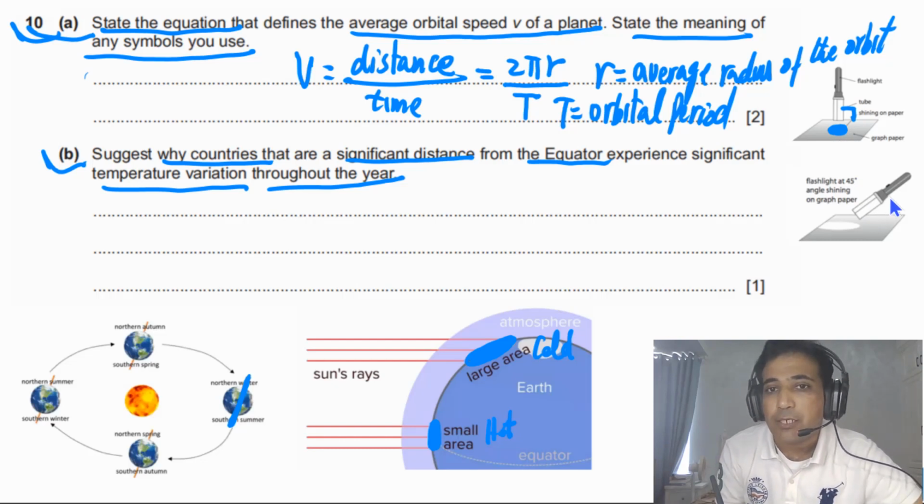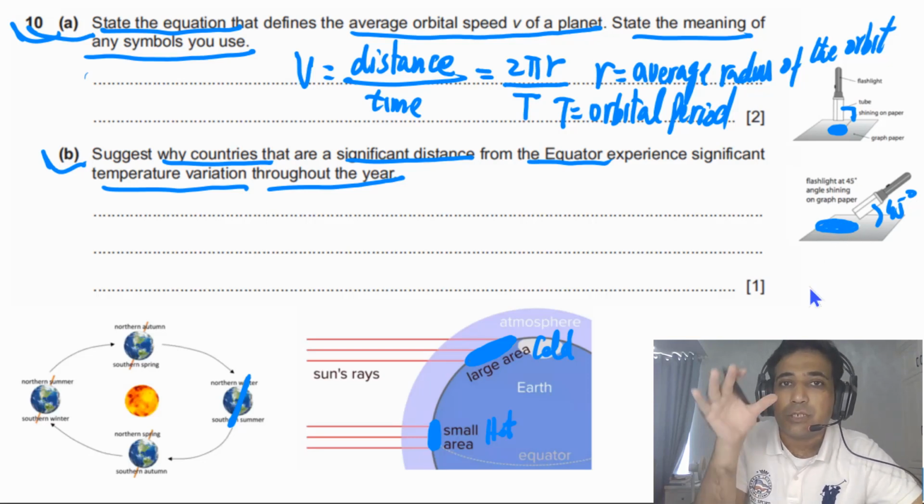If we change the angle of the light, you can do it by yourself. Now this angle is 45 degrees. In this case, you can see the same light is spread over a larger area. So in this case, the intensity of the light will go down, so the temperature will decrease.